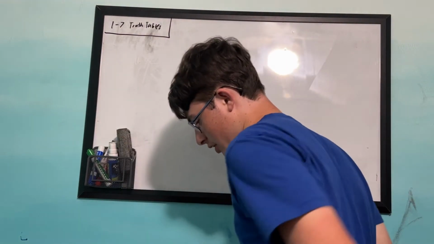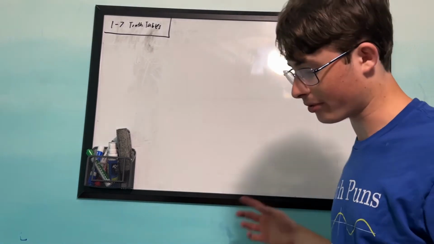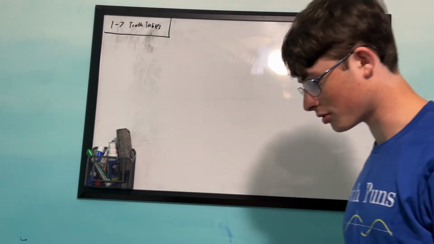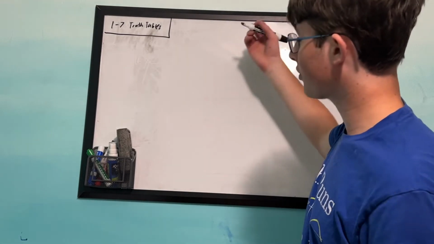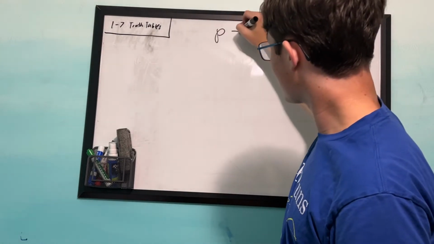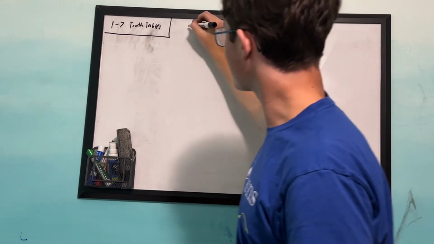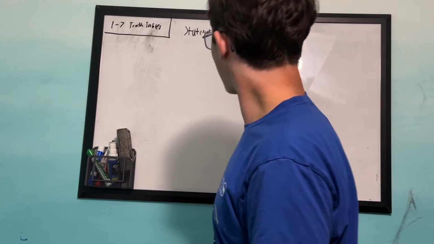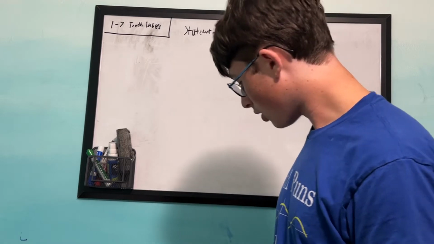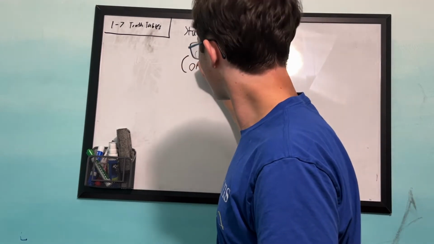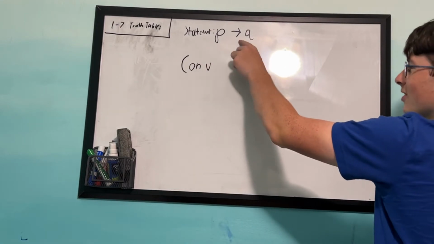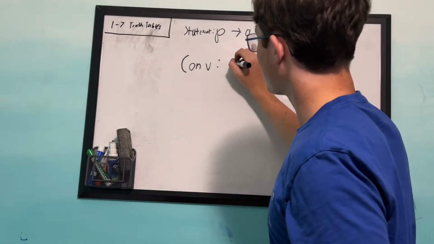But we can't go that simple with converses, inverses, and contrapositives. First, you might be wondering, what are those? You might forget them from geometry. You might have never learned them. Who knows? So let's go with the simple statement of if P, then Q. That's our statement. That means our converse is basically saying the statement backwards. Instead of if P then Q, we're going to go if Q then P.